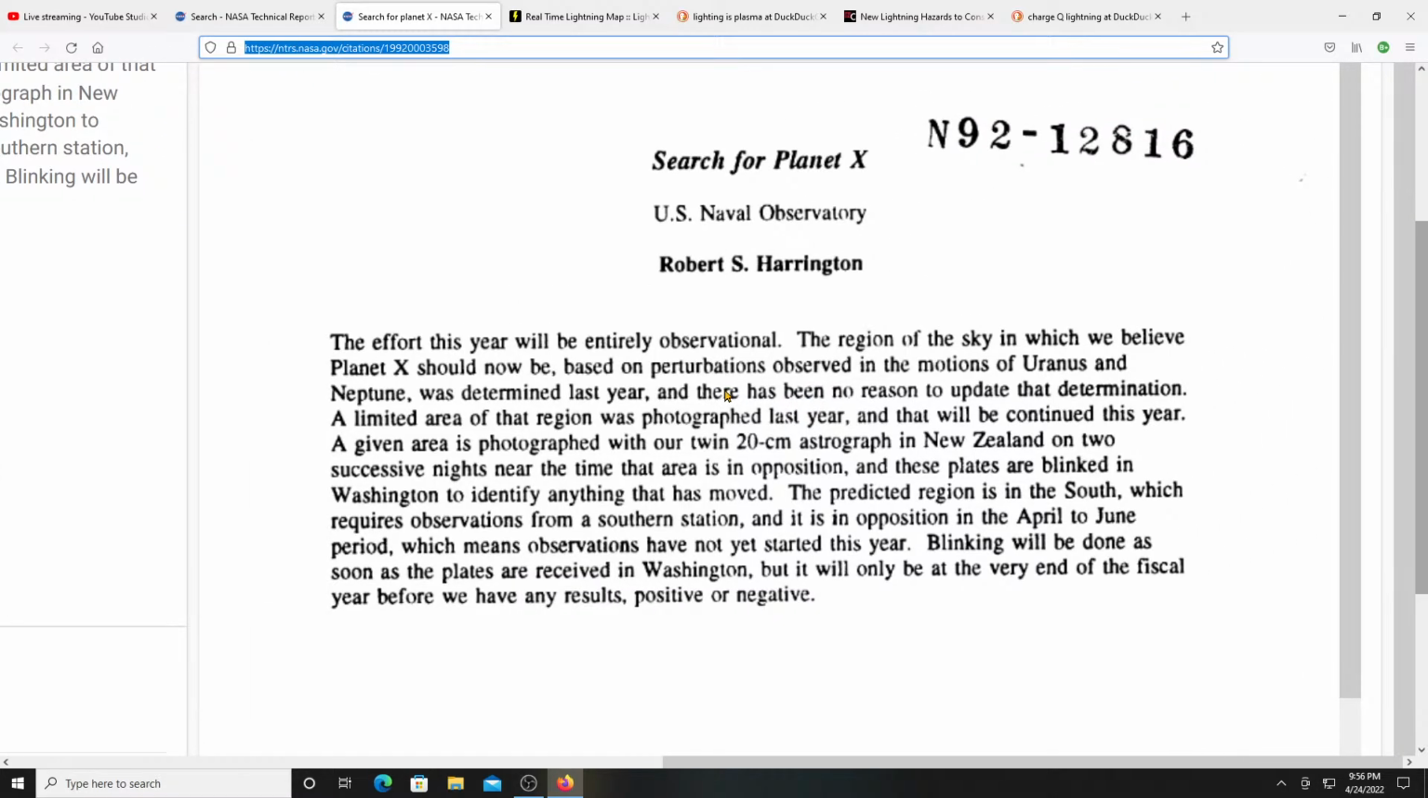The effort this year will be entirely observational. The region of the sky in which we believe Planet X should be now. Okay, a limited region, New Zealand, on 2 successive nights near the time. The predicted region is in the south, which requires observations from a southern station, and it is in opposition in the April to June period, which means observations have not been started this year.